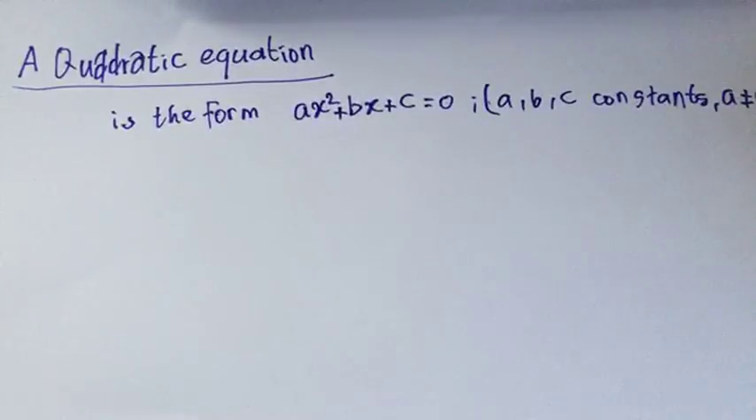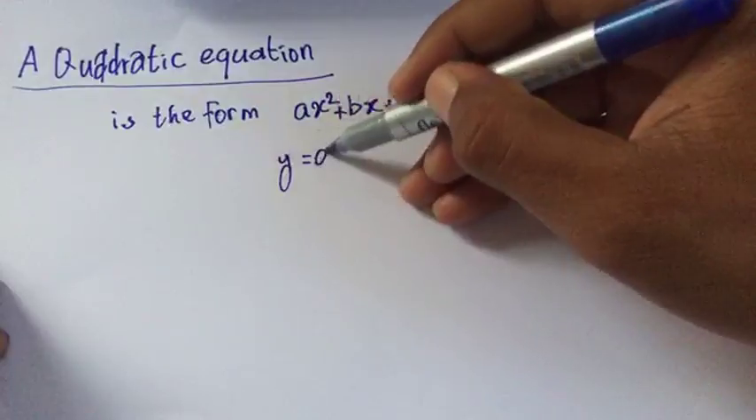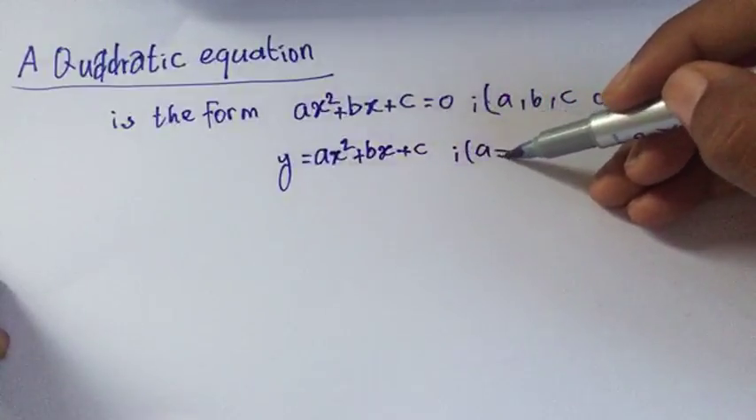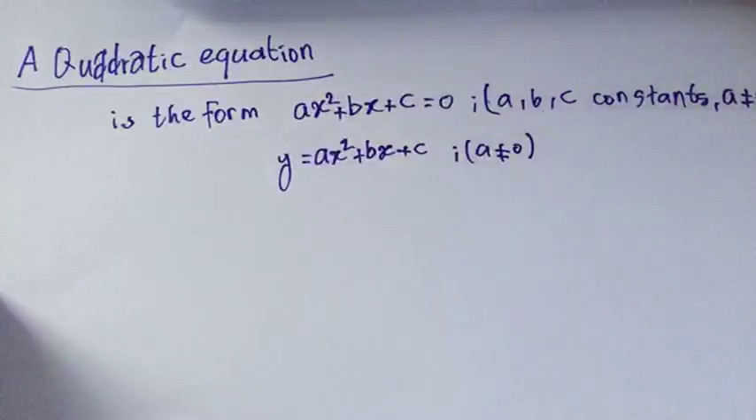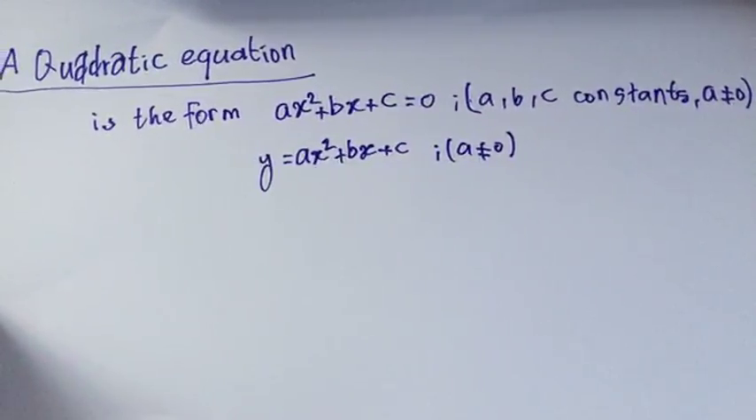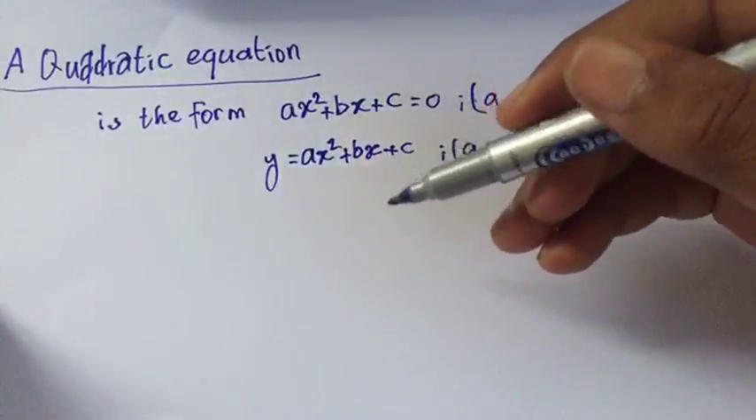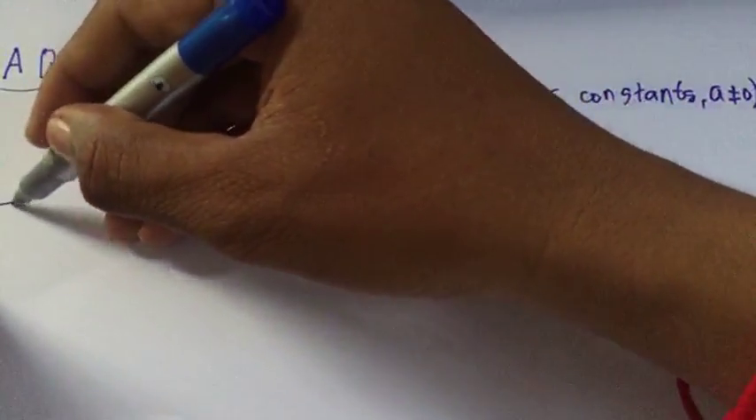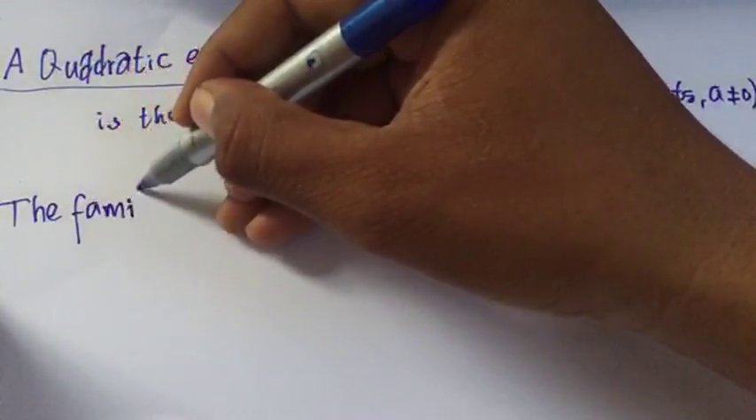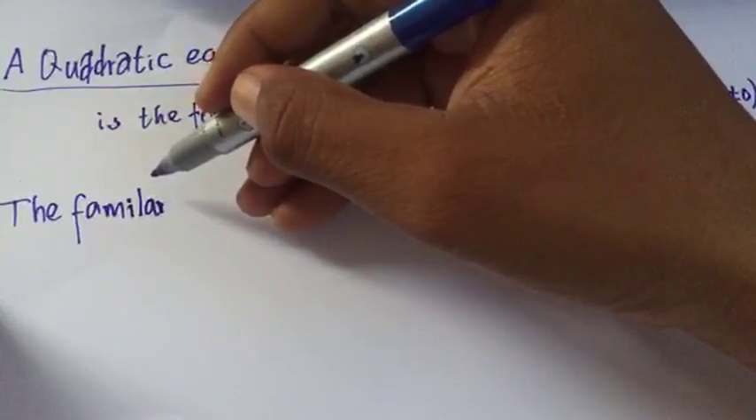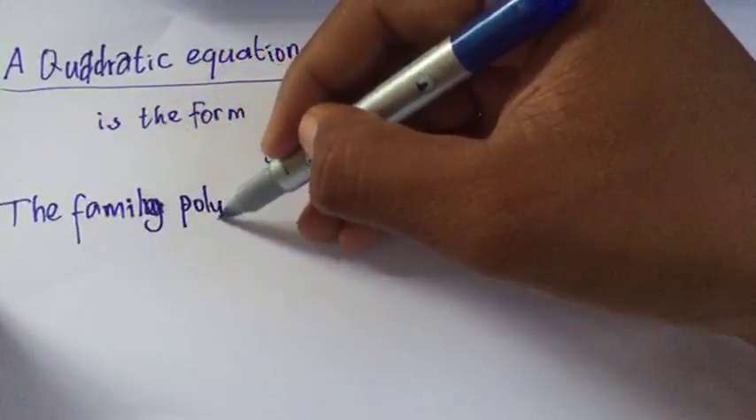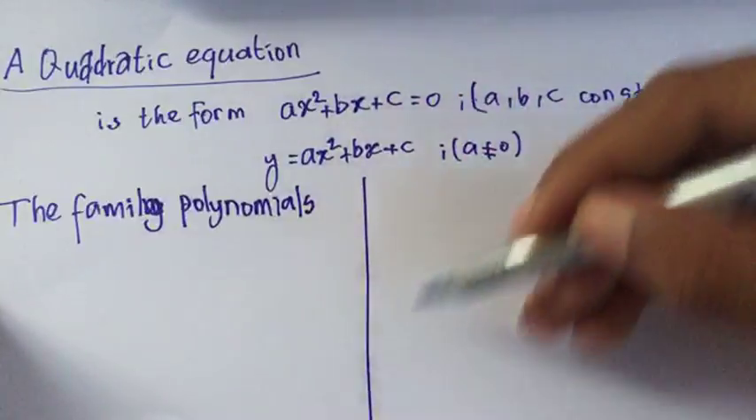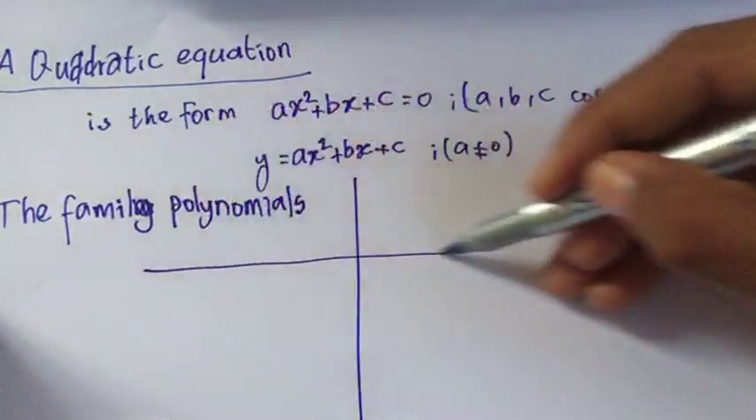The quadratic equation has the form y equal to ax squared plus bx plus c, and a is different from 0. It belongs to the family of polynomials.